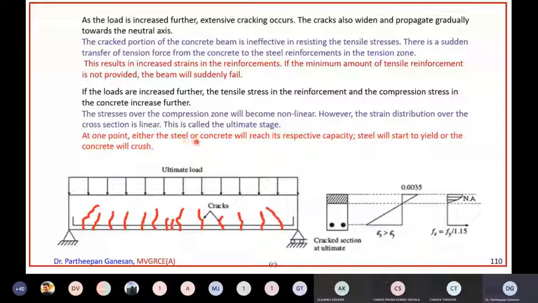At one point, either the steel or concrete will reach its respective capacity. Steel will start to yield or the concrete will crush. So either the concrete will crush here or steel will start yielding. So this is a cracked section.